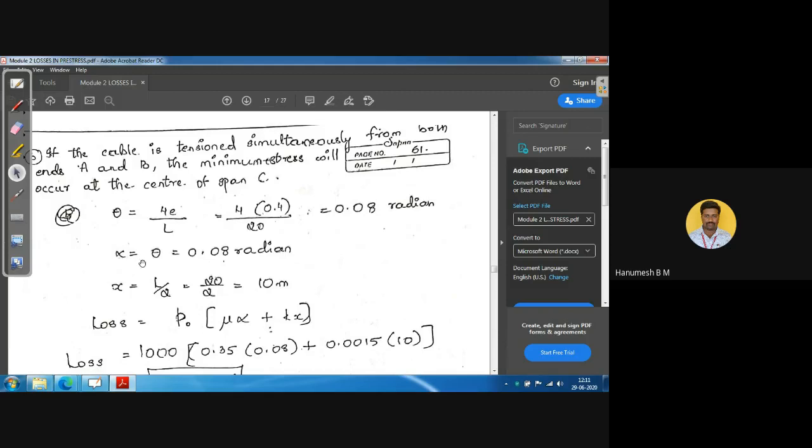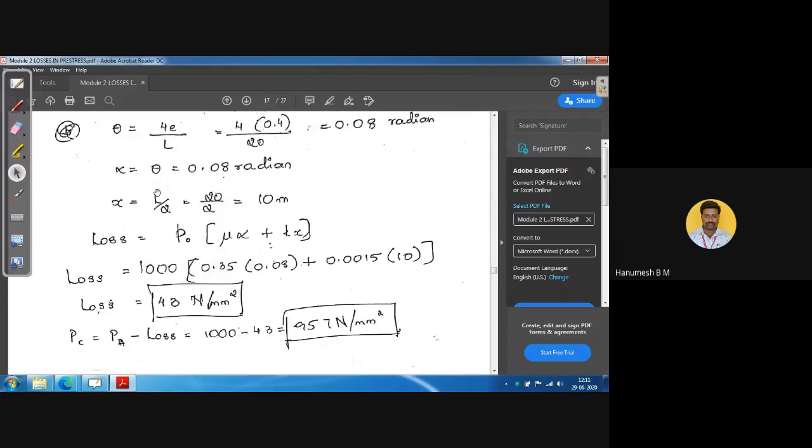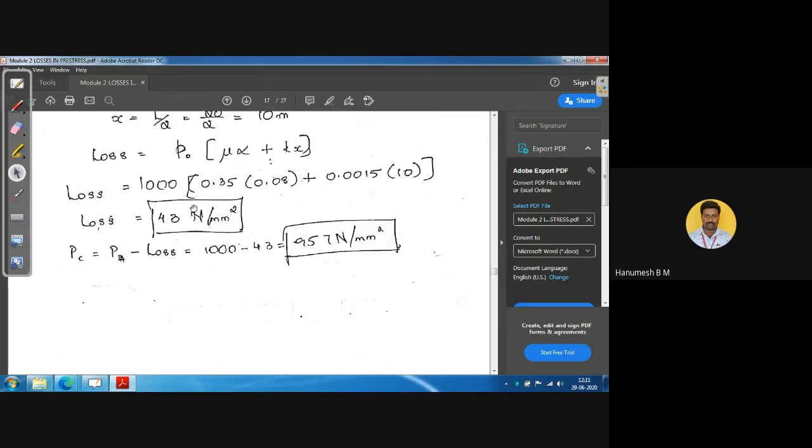If the jacking is from both the ends, alpha is equal to theta, that is 0.08 radians. X is equal to L by 2, which is equal to 20 by 2, which is equal to 10 meter. Now we need to substitute this theta, alpha, x value in this expression. Loss is equal to P naught into mu alpha plus Kx. Mu 0.35 alpha K into x. The loss is 43 Newton per mm square.